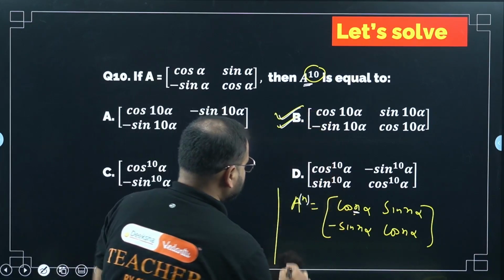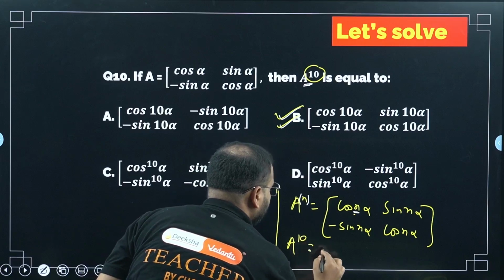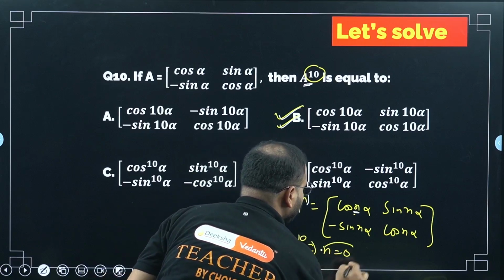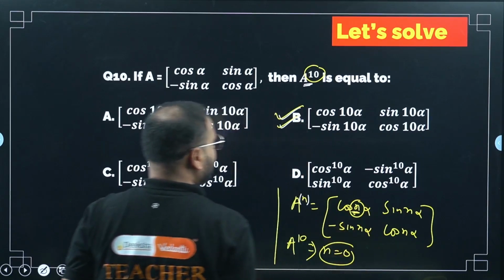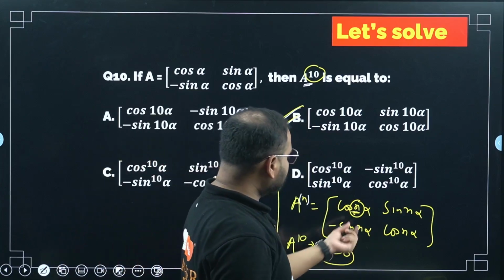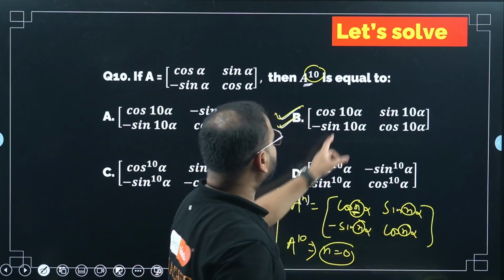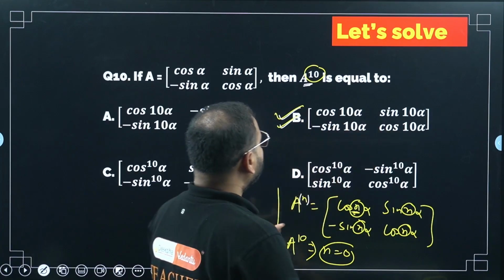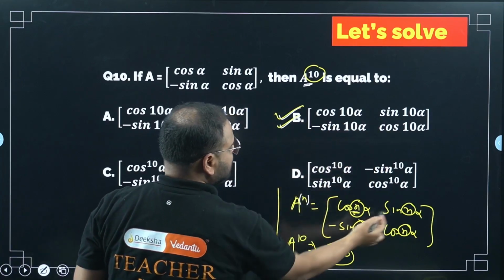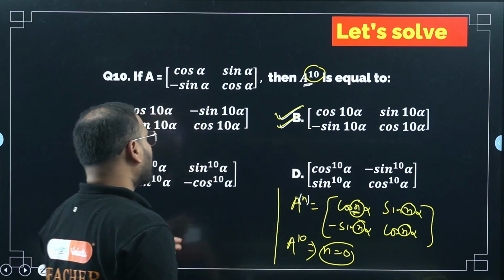What is n in this case? If I'm writing for A power 10, n will be what? n is 10. So wherever I have n, I'll replace that n with 10. Over here also 10, over here also 10. So I get 10 alpha everywhere, and cos sin minus sin cos. Option B is correct.